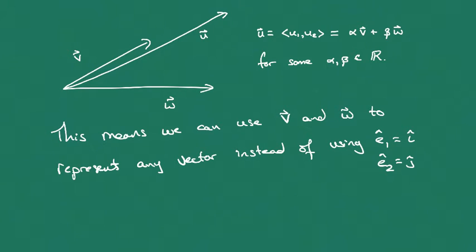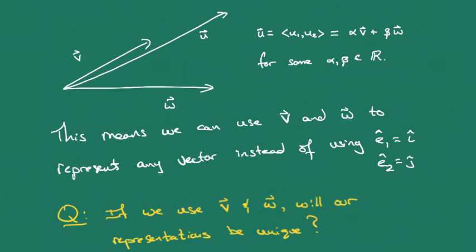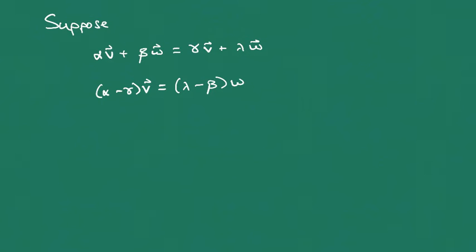But this brings up another question. When we do actually use v and w, are our representations going to be unique? One nice thing about the e1 and e2 was that they give unique representations. So what if we pick two other vectors? Will it be unique? Let's suppose for a second that we had two different representations: alpha times v plus beta times w equals gamma times v plus, say, lambda times w. If we rearrange these equations, we find that alpha minus gamma times v is the same as lambda minus beta times w.